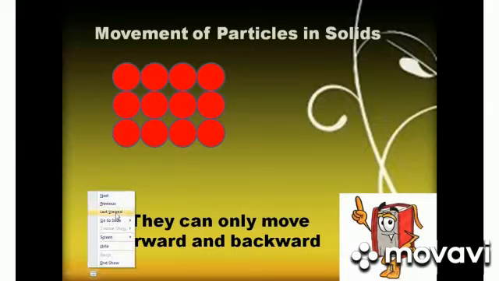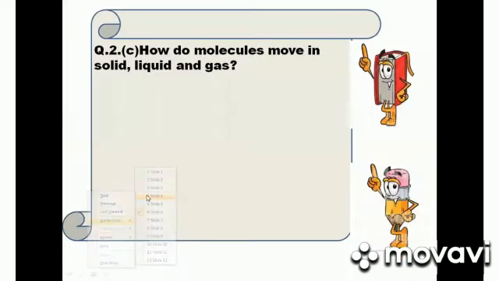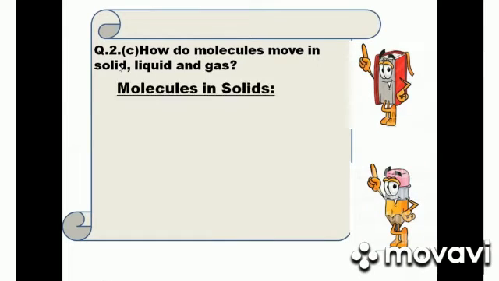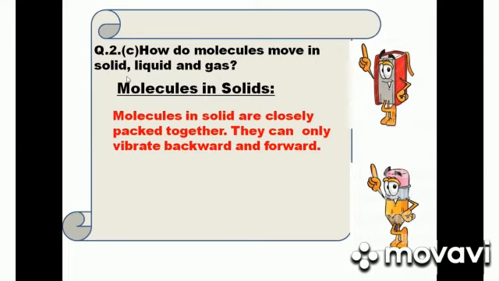So the answer will be, how do molecules move in solid, liquid and gas? First you'll see how the molecules move in solids. Molecules in solid are closely packed together. They can only vibrate backward and forward. So the molecules in solids are closely packed together. They can only vibrate backward and forward.